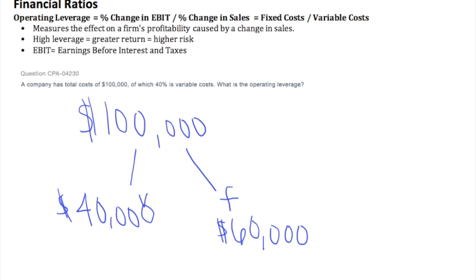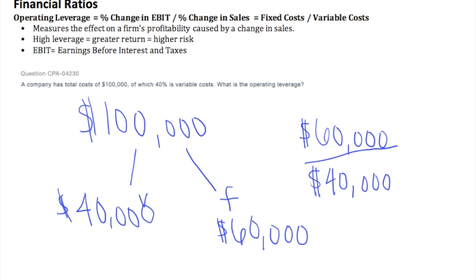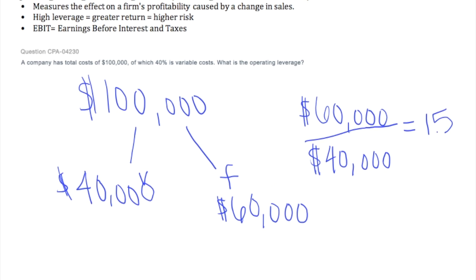And as determined and shown above, our fixed cost divided by our variable cost equals our operating leverage. So if I take 60,000 and I divide that by my variable cost, I get an operating leverage of 1.5. Seems simple, right? So let's move on to our next problem.